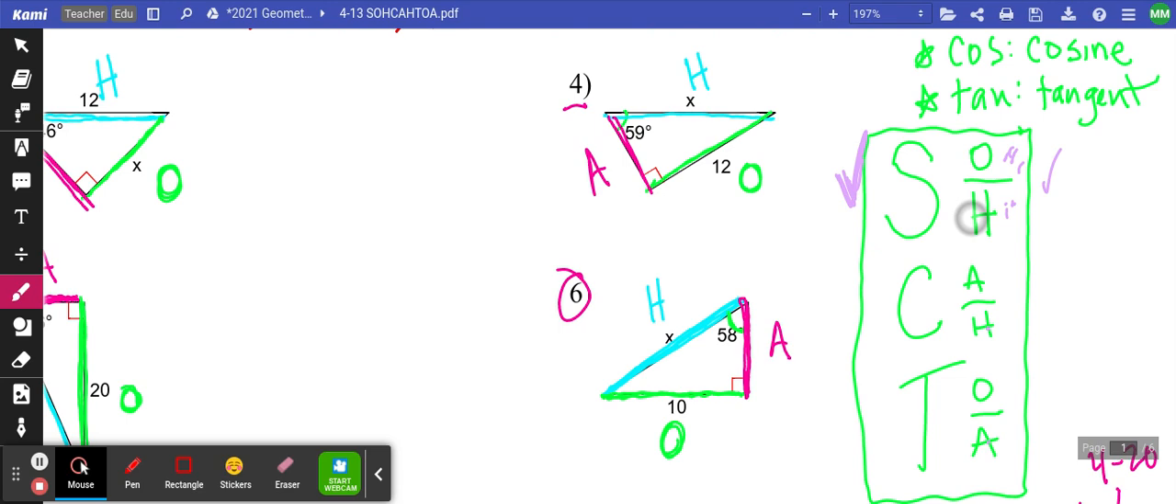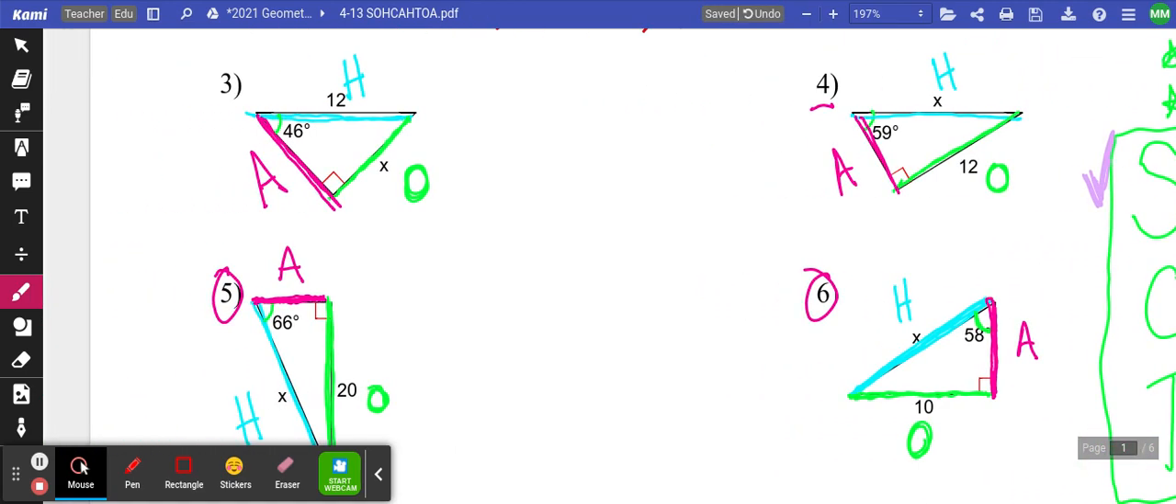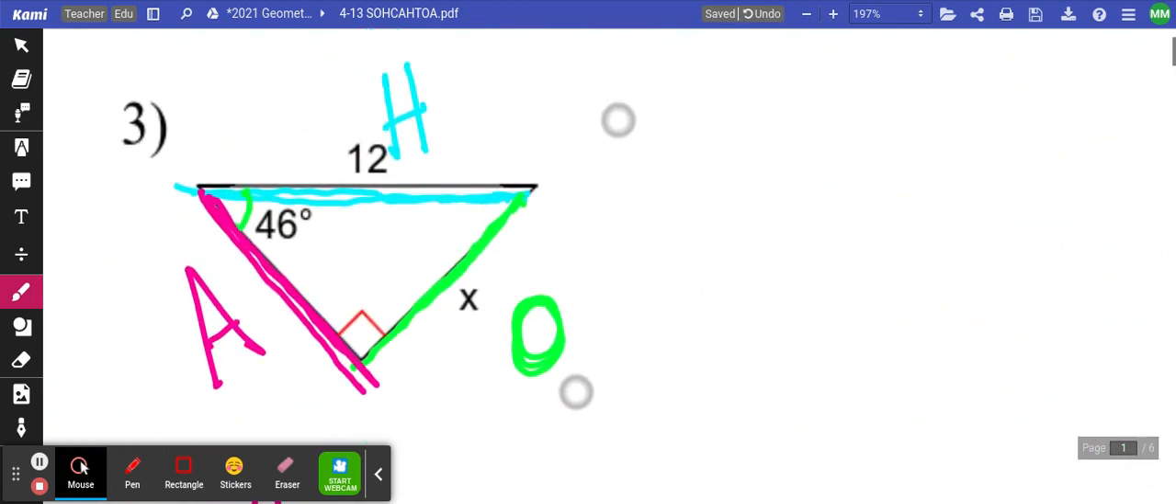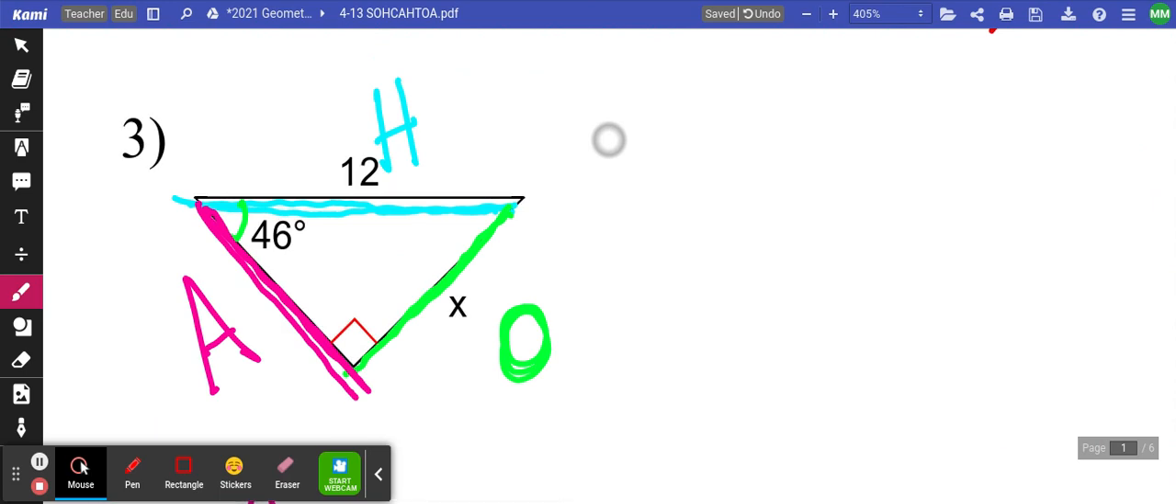So what you're doing is you're seeing which of these two pieces of information you have, and then you get to decide which formula you're using. Let's look at number 3. So right here, I need to find information that I have. Well, I have a 12, okay? So that means I'm using this H, obviously, right? So doing that, what other piece of information?